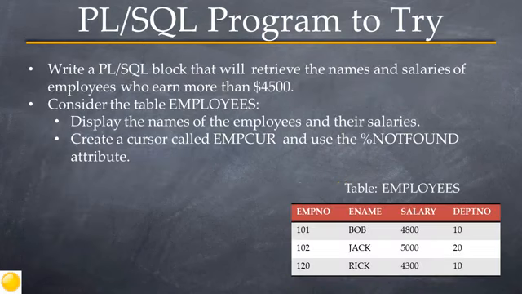Now here is a program for you to try that uses an explicit cursor. You must write a PL/SQL block that will retrieve the names and the salaries of the employees who earn a salary greater than 4,500. The program should display the name of the employee and their salary. Use a cursor called empcur and the %NOTFOUND attribute to ensure that processing stops after all the rows from the cursor have been fetched. Now you can pause this video for just a few moments if you wish to try it, as the solution is on the next slide.